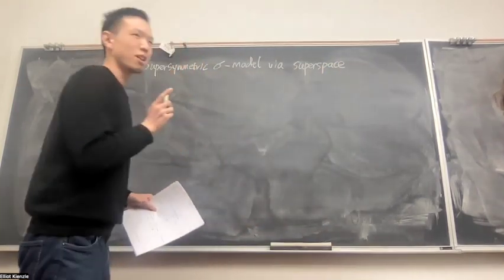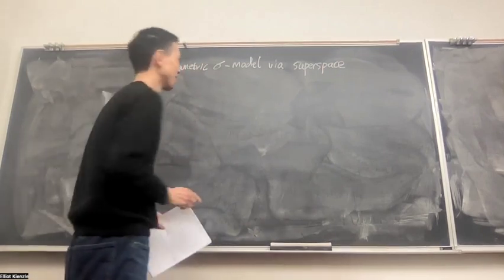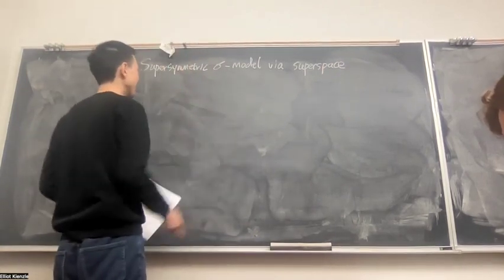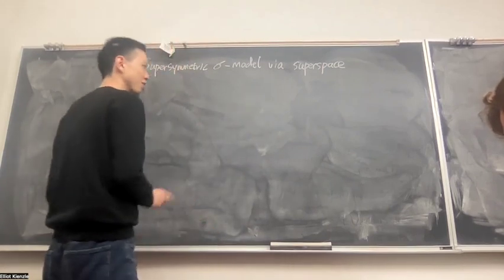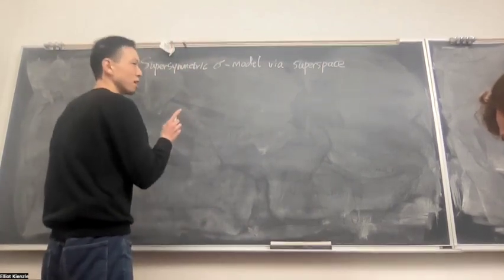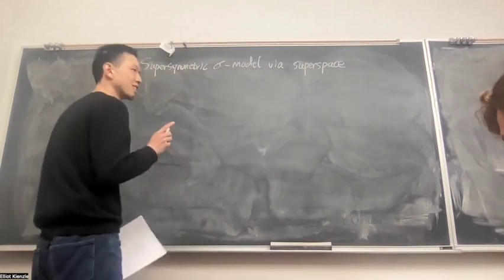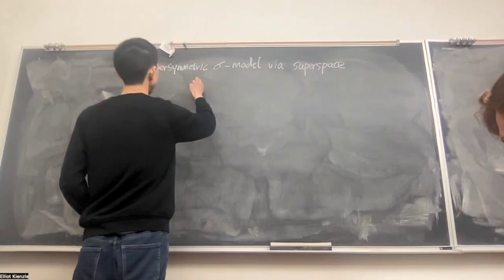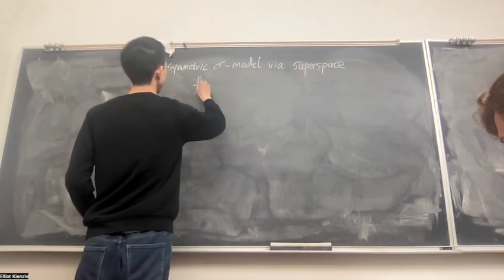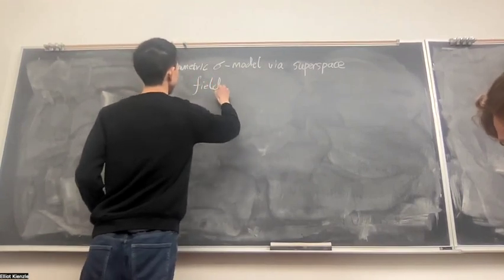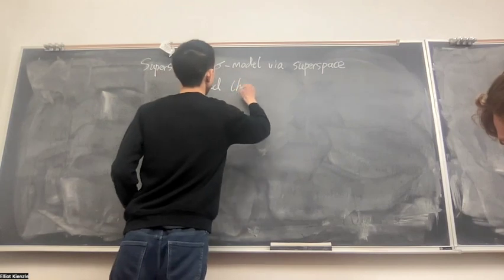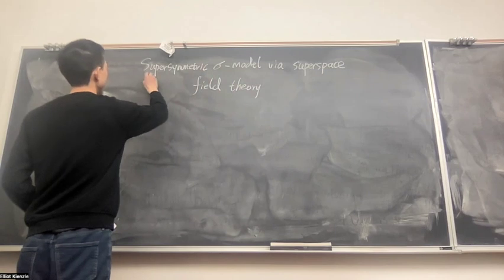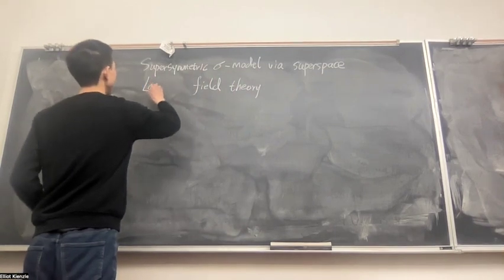Yeah, so today we are going to talk about supersymmetric sigma models, and we are going to construct them via superspace. So before talking about supersymmetry, let me start with some general things about field theory, or more explicitly, what we are talking about should be called Lagrangian field theory.